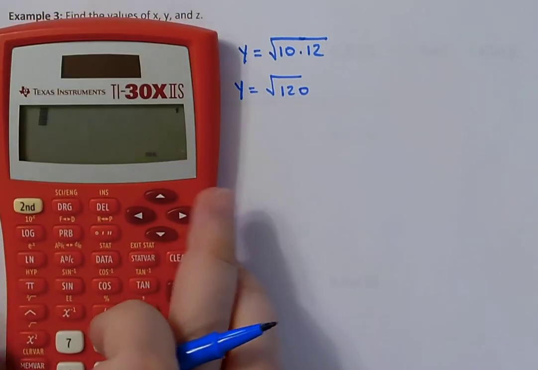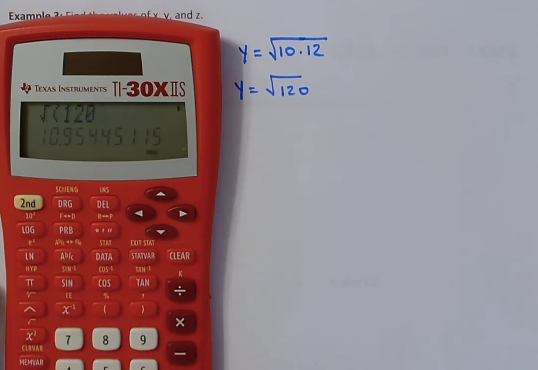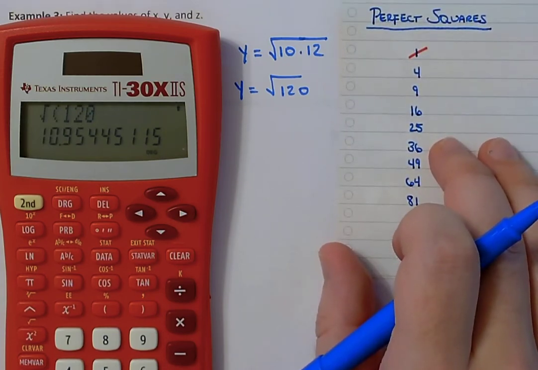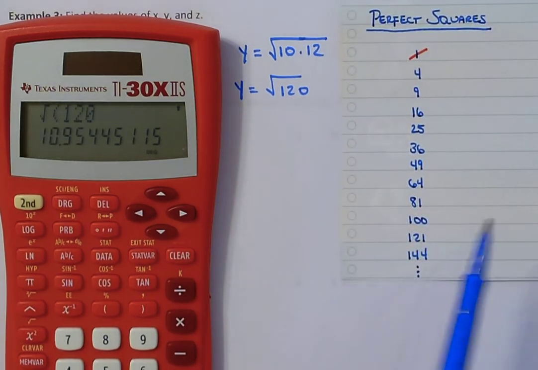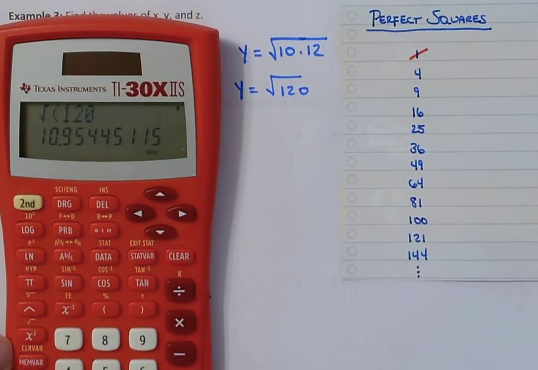So if we take the square root of 120, we end up with 10.9. So that is not going to just be a quick answer on that. So what we need to do is go through and figure out if we can simplify. So using our list of perfect squares, we start at the number just less than 120. So we have 100.